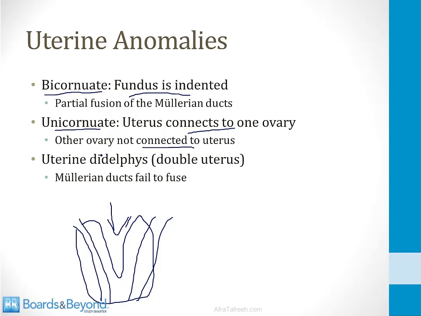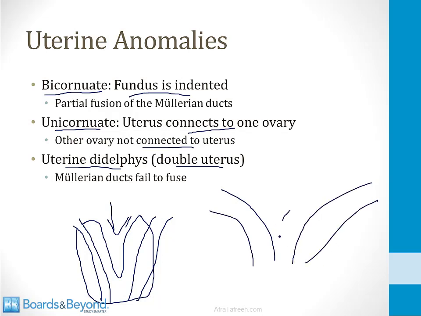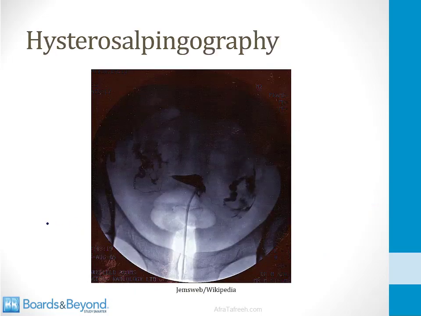And then finally, there's a condition called uterine didelphys or double uterus, where the Mullerian ducts fail to fuse whatsoever, and there are basically two separate uterus structures. So there's one on one side that goes over to one fallopian tube, another on the other side, and they're not connected at all by any tissue in the middle. And the way these conditions are usually diagnosed is by what's known as hysterosalpingography. This is where you inject dye into the uterus and you see the shape of the uterine cavity. That's what's shown here on the screen.